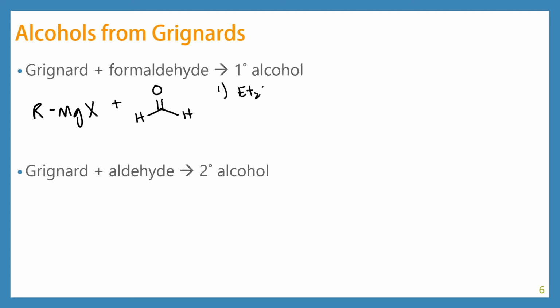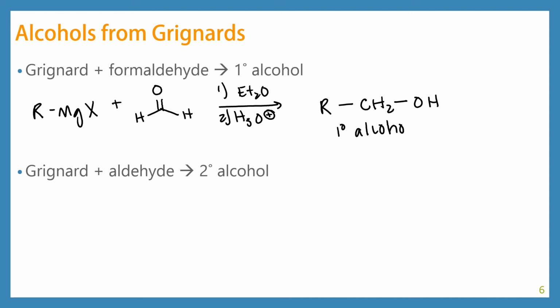So our first set of conditions would involve ether for the Grignard, followed by an aqueous acid workup. So what we would end up with is our R group attached to a CH2 group from the formaldehyde, and then an alcohol. So what you essentially get is an alcohol, a primary alcohol, that is 1 carbon longer than your original R chain.